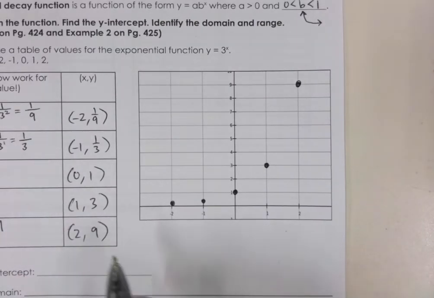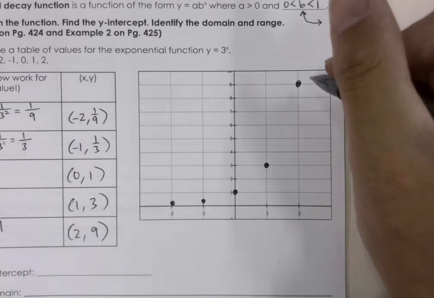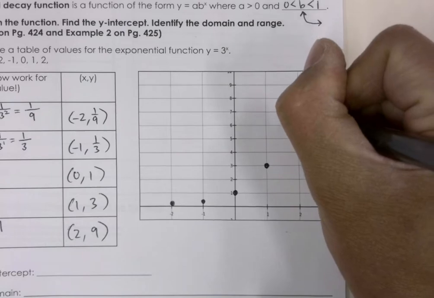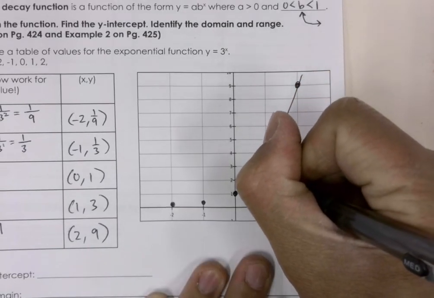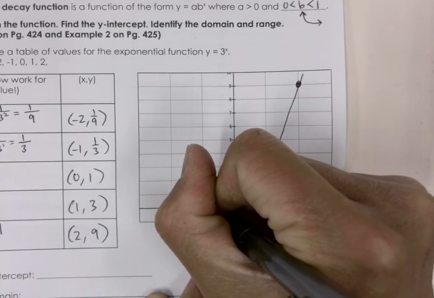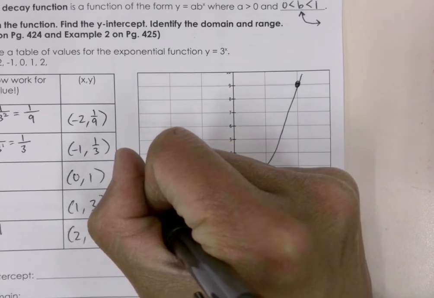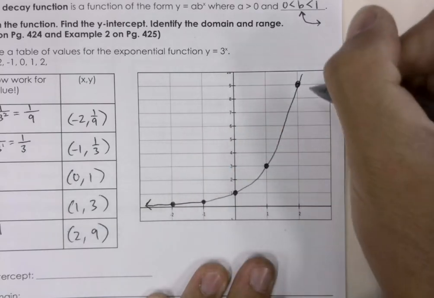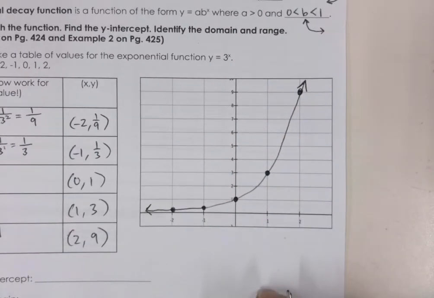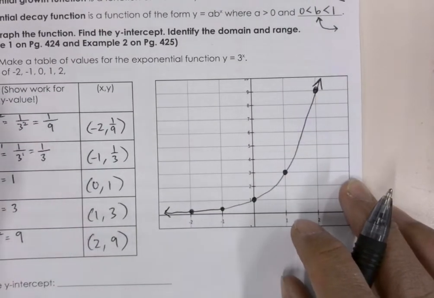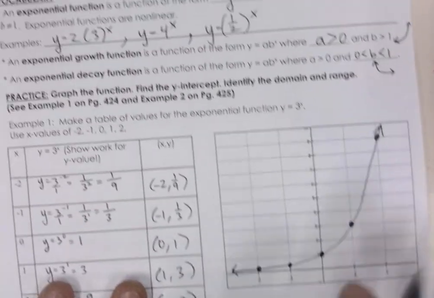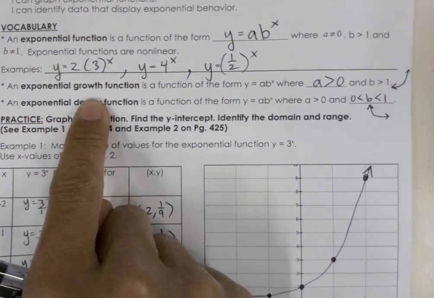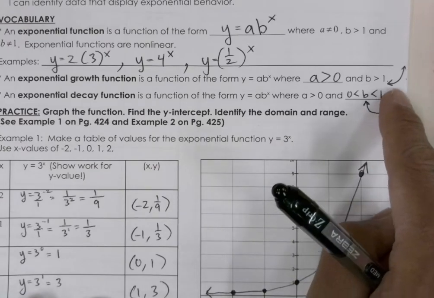Okay. So you can see we have this curve going upward. And I'm going to try to draw this as carefully as I can. It's going to look like that. It's going to look like that. We have this upward curve. And so this is an exponential growth function. You have an upward curve.